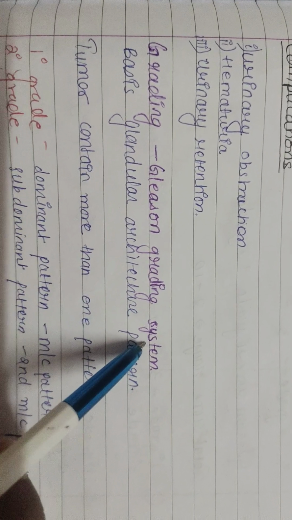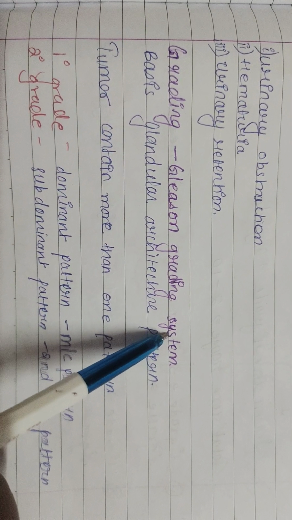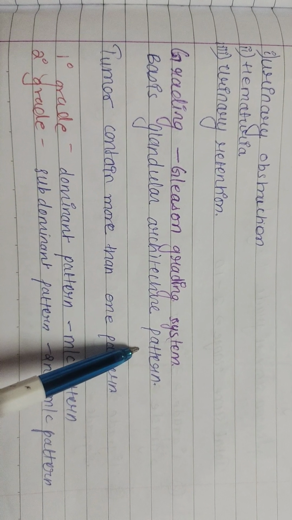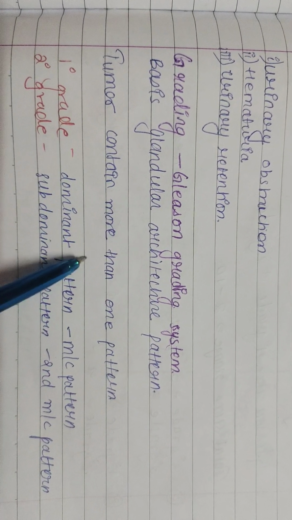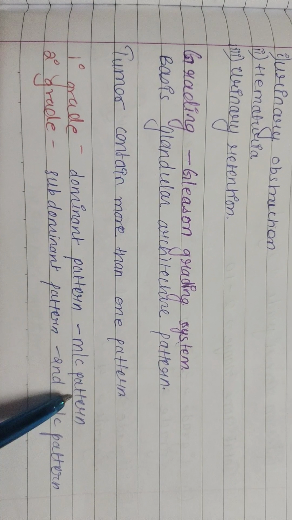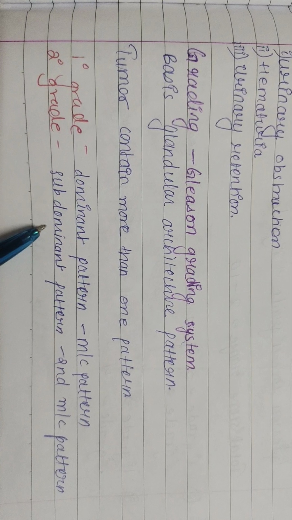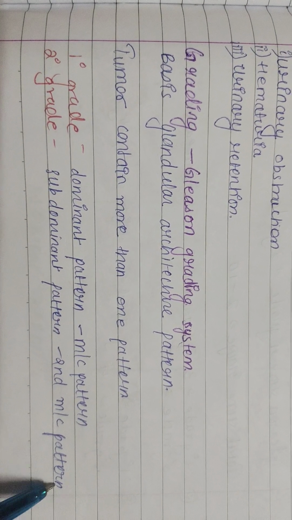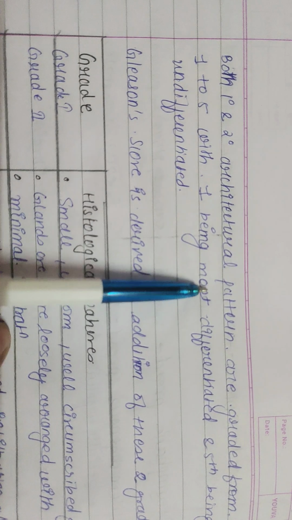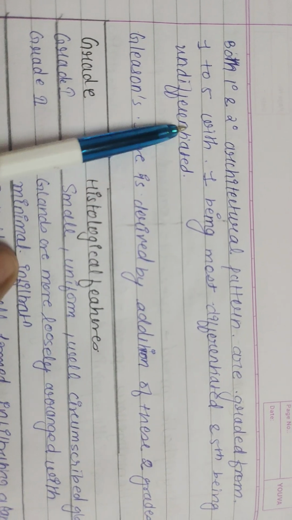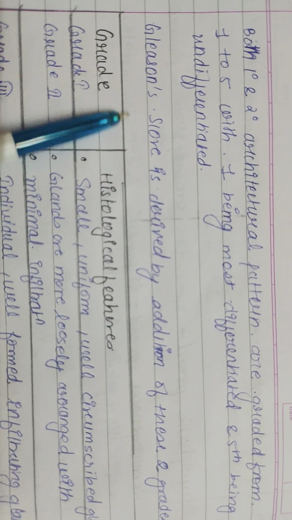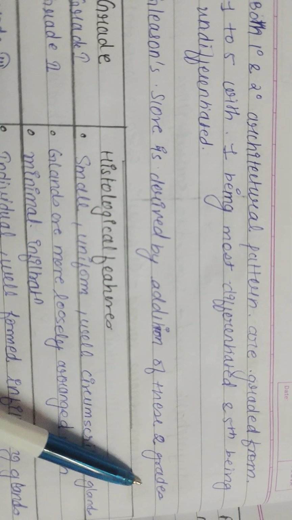Now, the grading system for prostate carcinoma is the Gleason grading system, in which the basic glandular architecture pattern is used as the basis, as the tumor contains more than one pattern. Primary grade is the dominant pattern, which is the most common pattern seen, and secondary grade is the subdominant pattern, or second most common pattern seen. Both primary and secondary architectural patterns are graded from 1 to 5, with 1 being most differentiated and 5 being undifferentiated. Gleason score is derived by addition of these two grades.